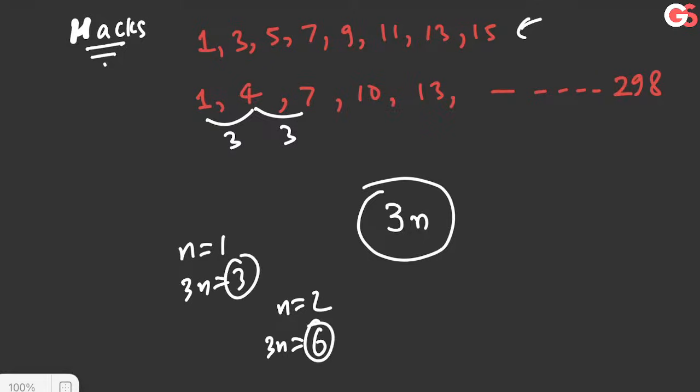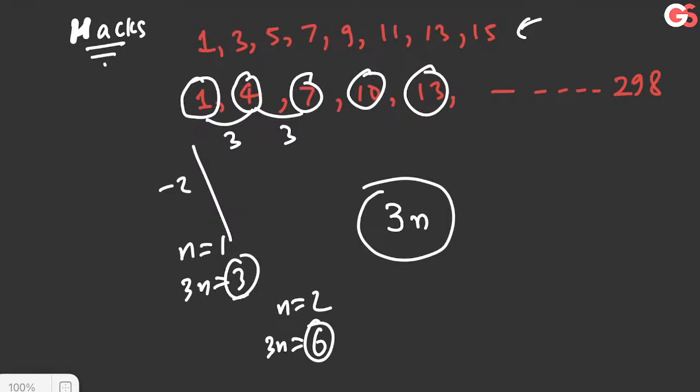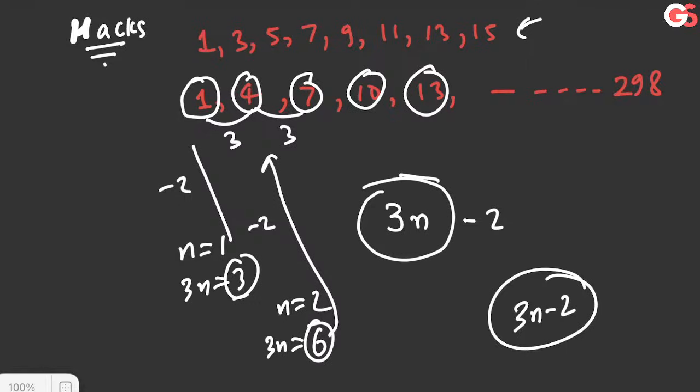But the reality is these numbers are 2 less than the multiples of 3. How do you know that? When you put 1, I get 3, but I need 1. This is 2 less. For 6, I need 4. 2 less again. So let's simply put minus 2 over here. So 3n minus 2 is the correct sequence. Is that clear, everyone? This is how things become pretty easy. Cool. Aditya, did you understand?